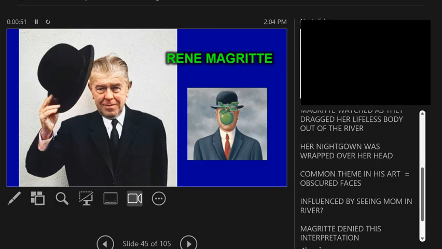So you can see one of his artworks right there with the face obscured because her body was taken out of the river, her face was obscured. Now, Magritte says this is not why I do that, but lots of art historians make that connection.